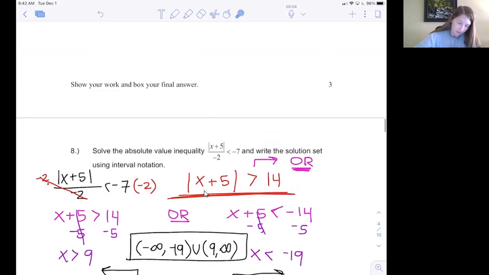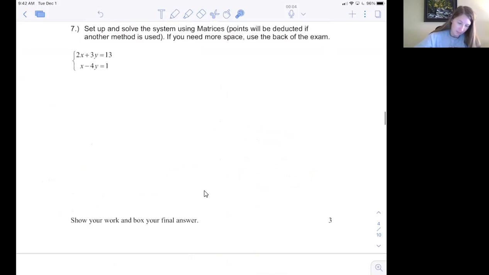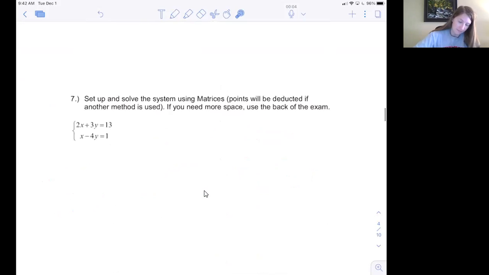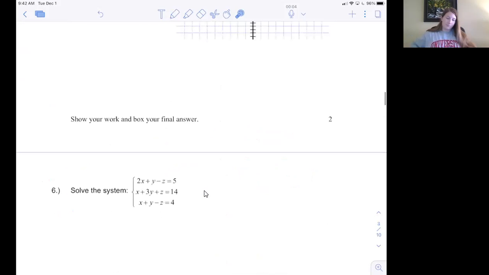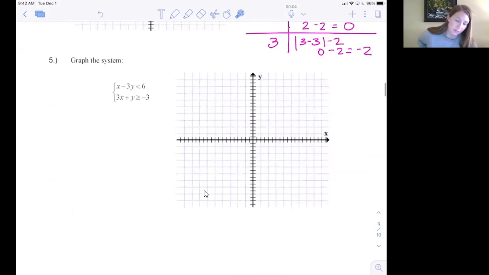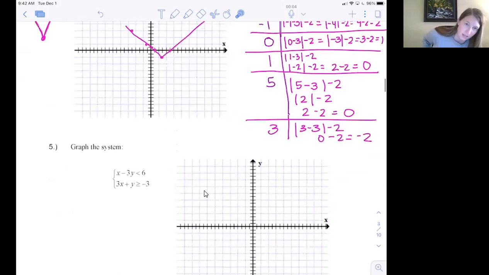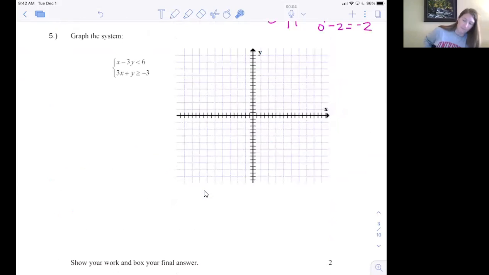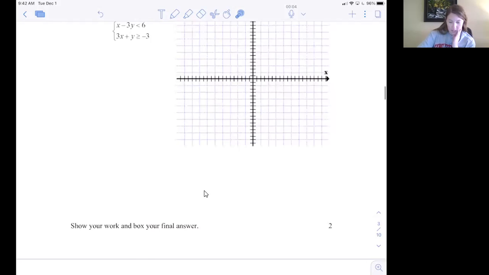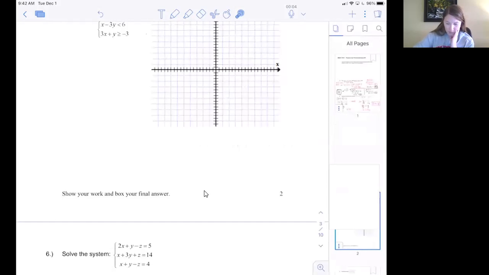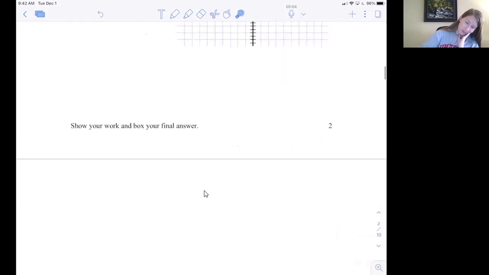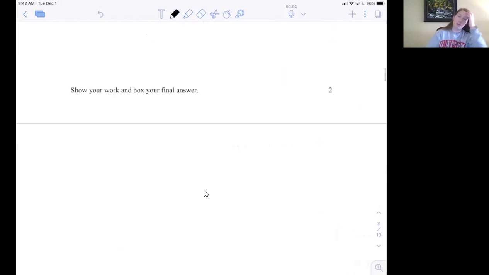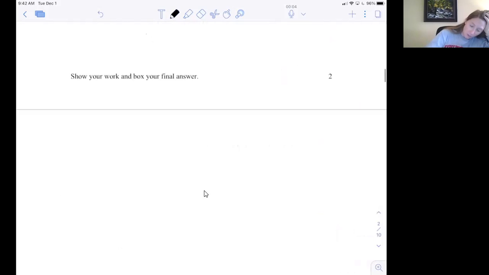So now we're going to come up to this. They want us to graph a system of equations. So I'm going to add a page really quick and do some notes. You may or may not remember this. If you remember this, you can just skip forward.